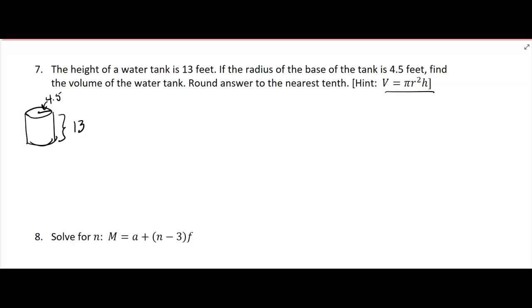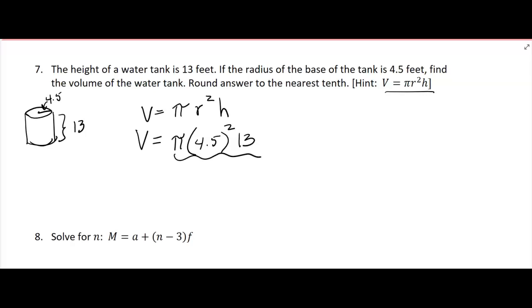So you don't need the picture really, because you can just go by the formula. The formula says V equals pi r squared times h. So pi, most calculators have a pi button you can use. And then the radius is going to be 4.5. And we're going to square it. And the height is 13. Now, I just went to a calculator. I put all this in the calculator. This was a calculator thing.